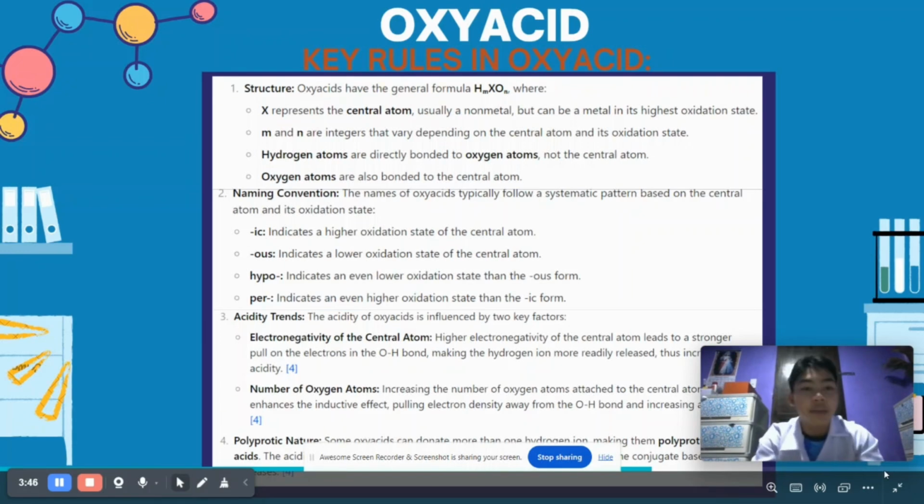Next rule is the naming convention. The names of oxyacids typically follow a systematic pattern based on the central atom and its oxidation state, just like the ic, ous, hypo, and per.